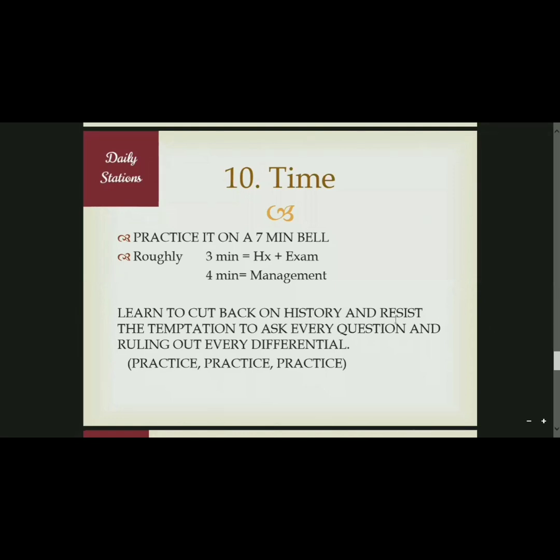Okay, and this is something, guys, you'll have with practice. Time management is something you can master when you practice. And the main issue people are not able to manage the time is because they take a very long history. So you need to learn how to cut back on the history, and you have to resist the temptation to ask every question and rule out every differential. You can't rule out every differential, you just have 8 minutes. Just rule out the red flags, the very alarming symptoms that can lead to death, for example cancer, the cancer symptoms you cannot miss. So you just rule out the red flags and move on.